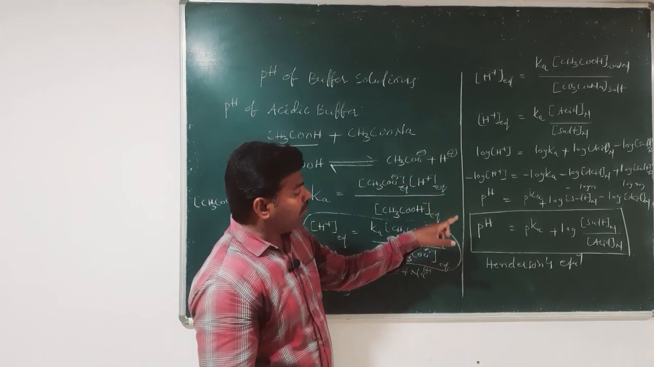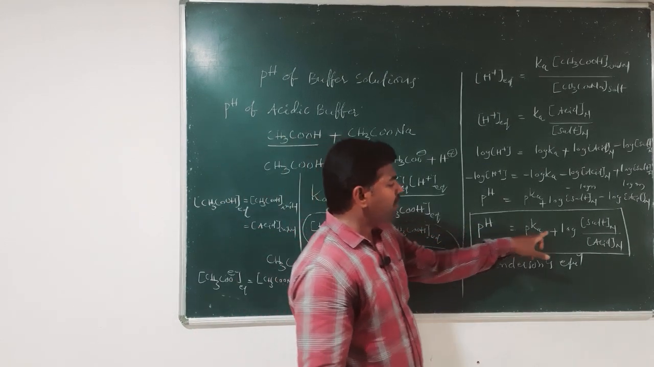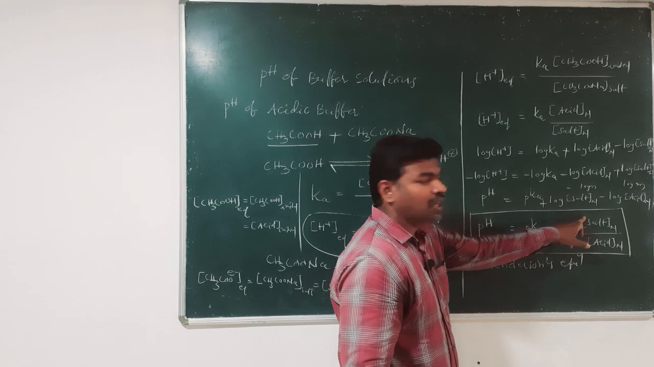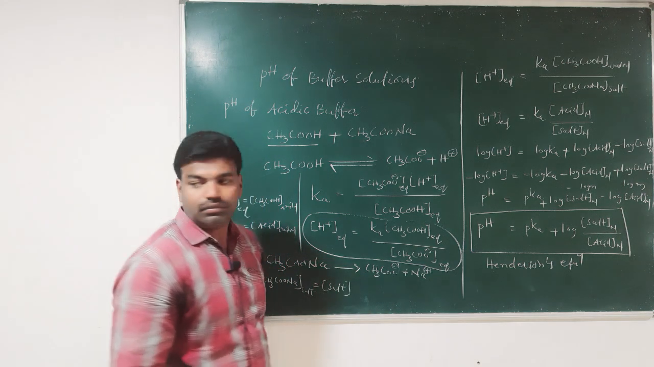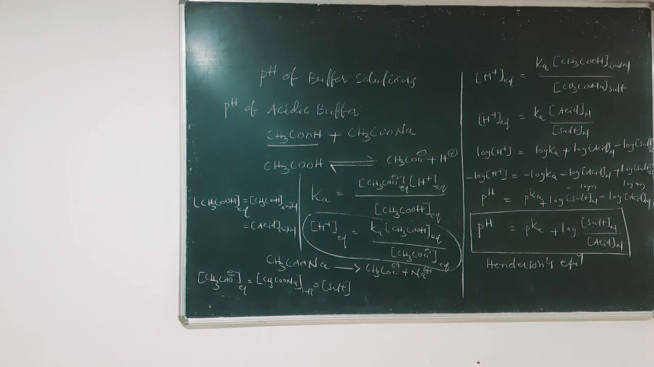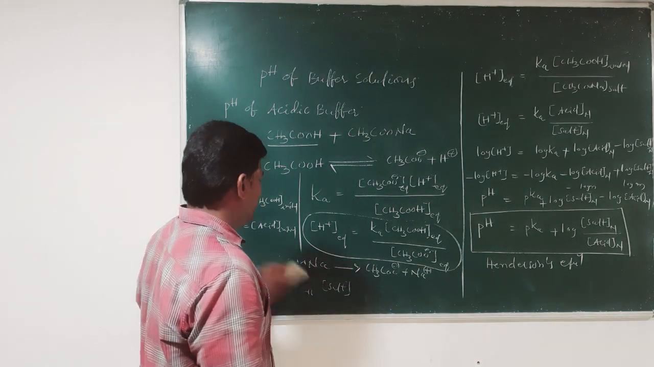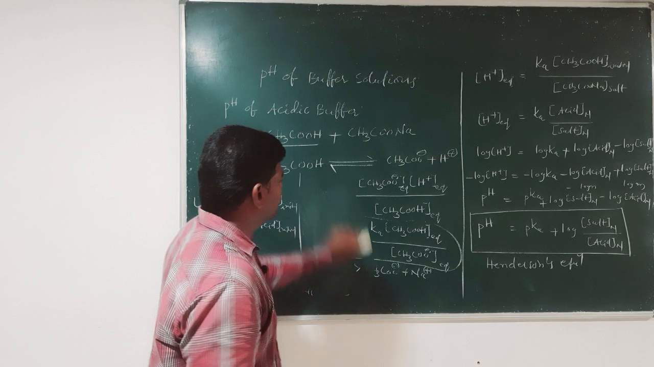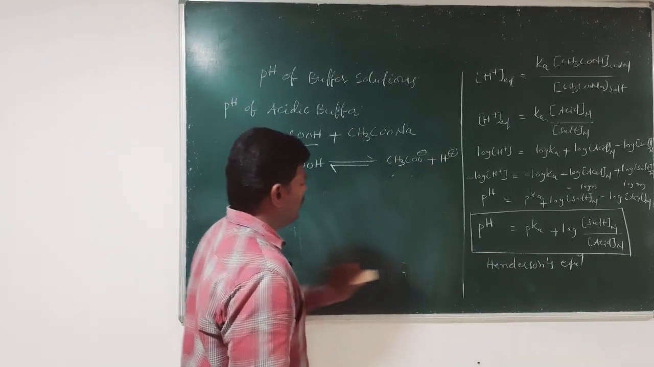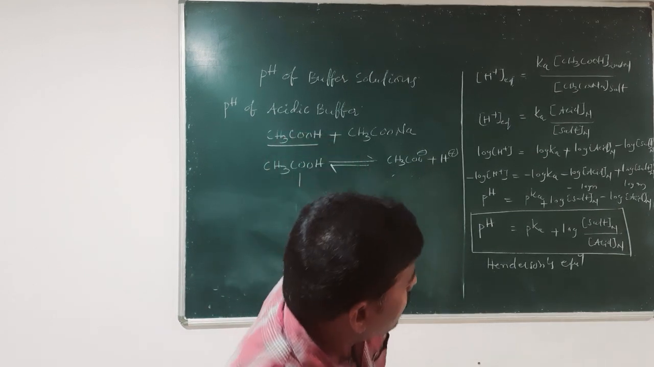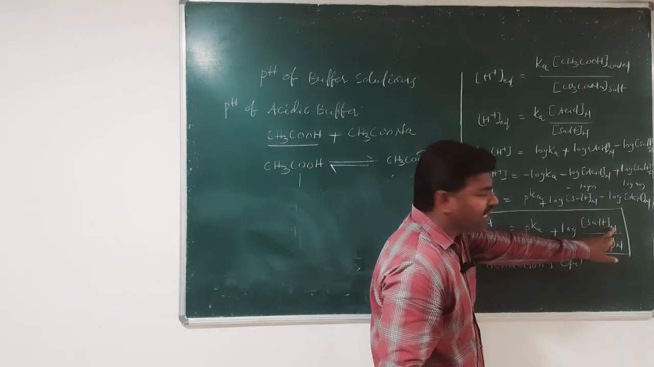So the pH of an acidic buffer is equal to pKa plus log concentration of salt by concentration of acid, and this is the concentration expressed in normality.